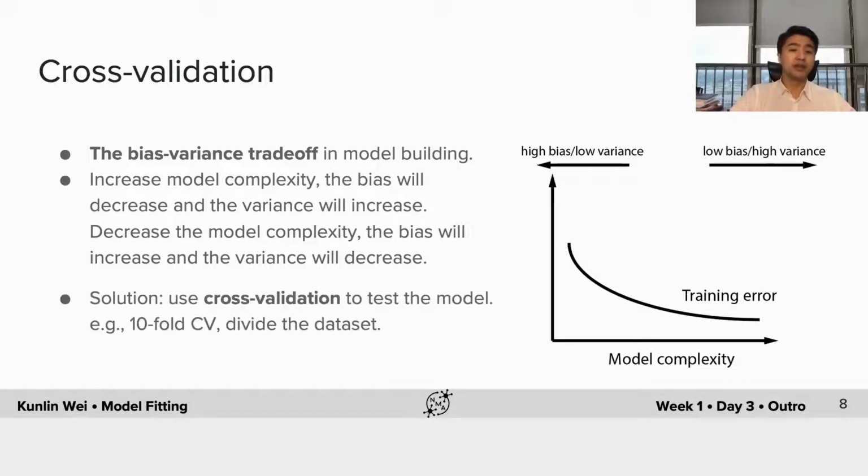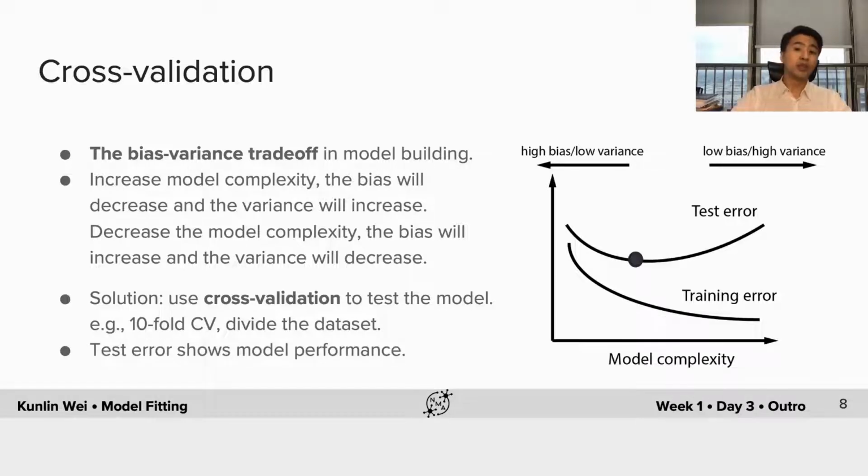How can we deal with this? We use cross-validation. For example, if we have a 10-fold cross-validation, you basically divide the original dataset into 10 pieces. You use 9 pieces as a training set to train your model, to estimate your model parameters. Then you use the last piece as a test set.